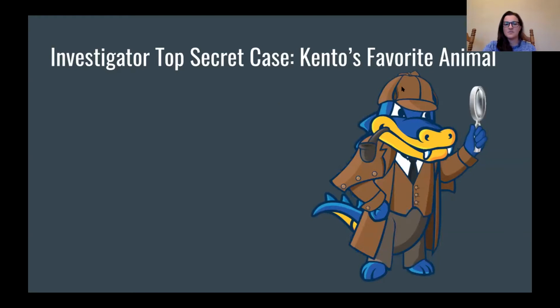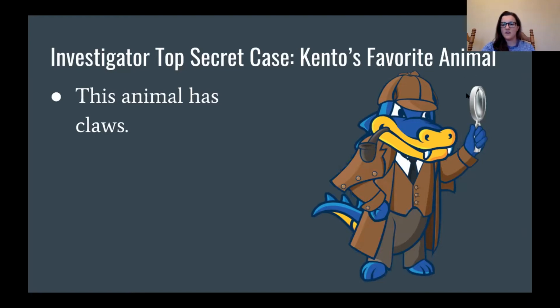All right, Miss Laura speaking here for your top secret case number 2 and our final one of camp. This is Kento's favorite animal. The first clue is that this animal has claws. It's very specific, but there's a lot of animals out there that have claws. We're starting to see some people writing in the chat. What different animals have claws?